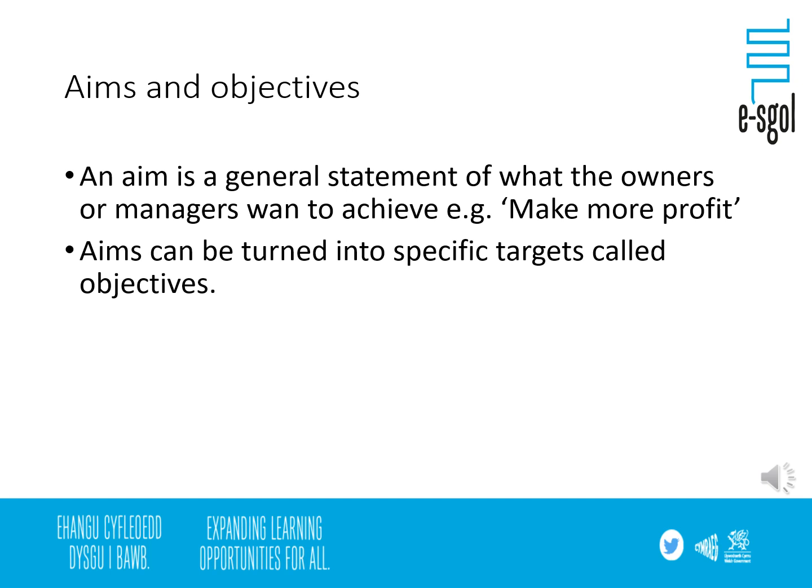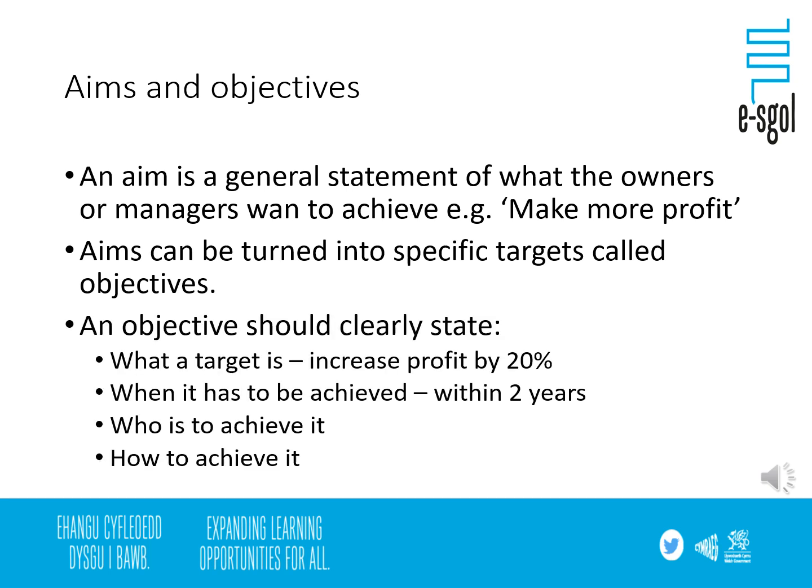Now aims can be turned into specific targets called objectives. So an objective should clearly state what the target is, how much you want to increase it by, when you want to achieve it by, so like within 2 years, who's going to achieve it or who's responsible, and how it's going to be achieved.